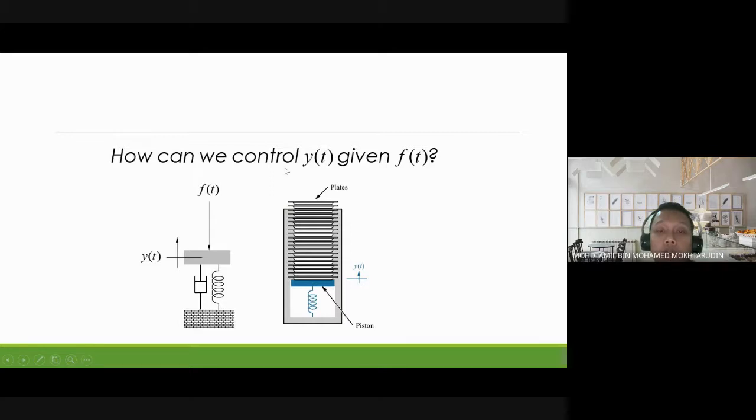So how can we control y(t)? y(t) is the position of the platform given any force or weight f(t), which is represented by the plates. So whenever we remove a plate, the platform will move according to a time function. Okay. So basically, we want to find y(t) when f(t) changes. So we need to derive the equation for y(t) from the mass spring damper system.